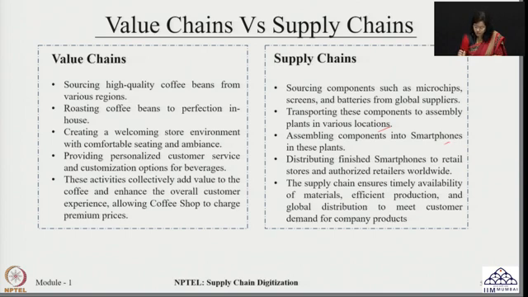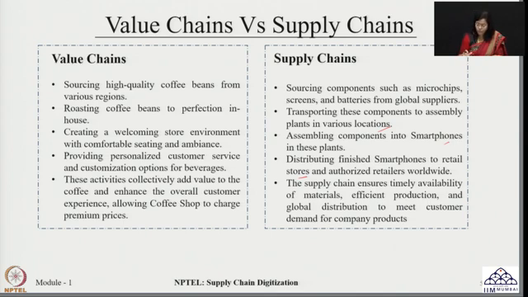Once the final product is ready, the focus is all about distributing these finished smartphones to the final retailer stores, and thus the retailers are able to sell this product to the customers, and these are available in a global manner. If we talk about supply chain in this given example, it is trying to ensure the timely availability of the components starting from the beginning, ensuring that the production process is efficient, there is minimal wastage, and finally the distribution is done for the global markets to ensure that the customer demand is met for all the company products that they want.